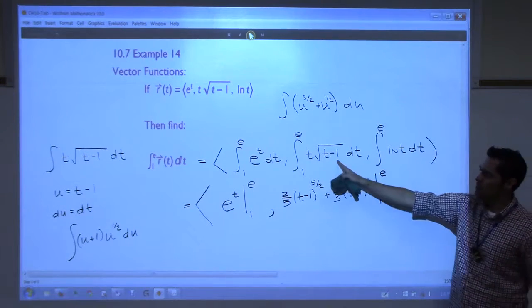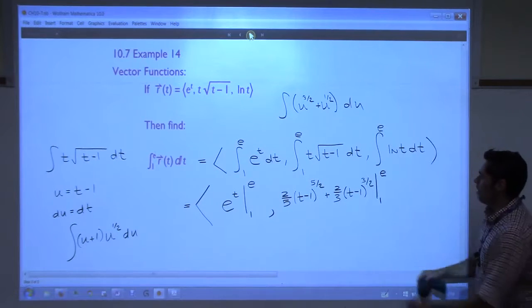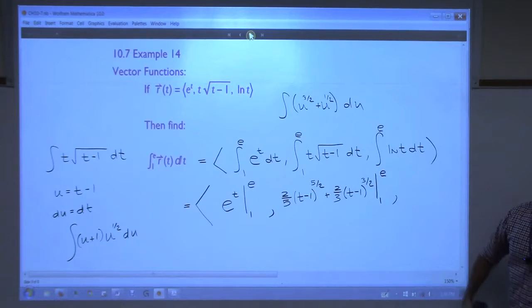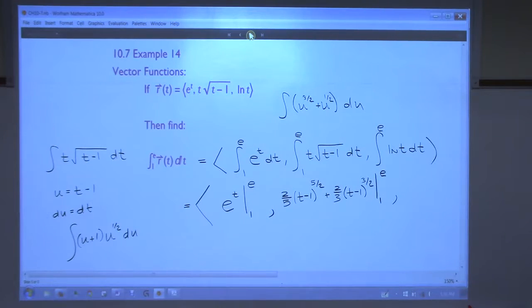I'm done with this one. I mean, I still have to plug numbers in, but I'm done taking the antiderivative. Okay, now, comma, antiderivative of natural log of t. Don't say 1 over t, please. The antiderivative of natural log of t.